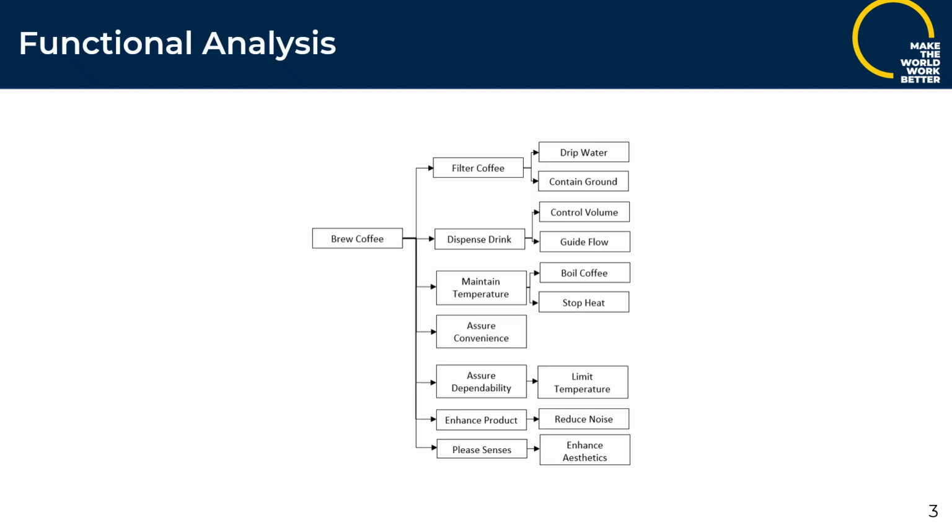The task function of the coffee machine is to brew the coffee. Its primary basic functions include filtering the coffee, dispensing the coffee, as well as maintaining coffee temperature. The primary supporting function is to make sure the process is convenient and dependable by limiting temperature. Additionally, the machine enhances the product by reducing noise and pleasing the senses of the owners by improving aesthetics.